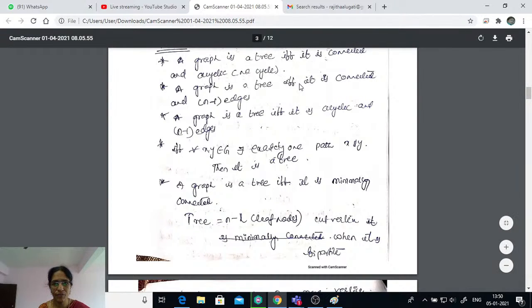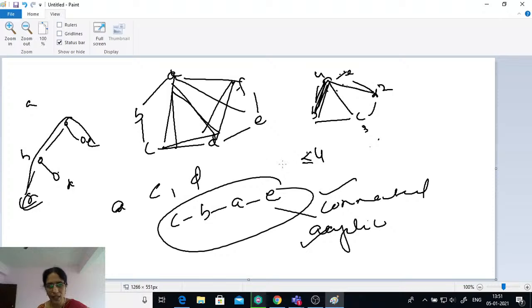A graph is a tree if and only if it is connected and has n-1 edges. We know that. So a graph is a tree if it is acyclic and has n-1 edges. So for all x, y belonging to the vertex set, there exists one path between x and y, then it is a tree. Suppose you can take any graph.